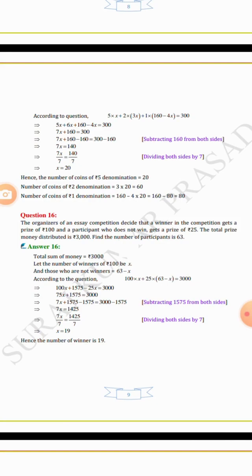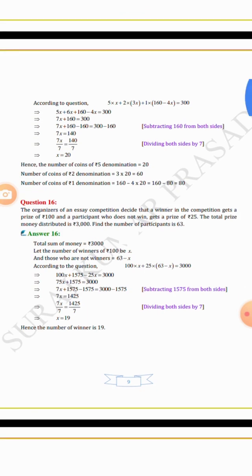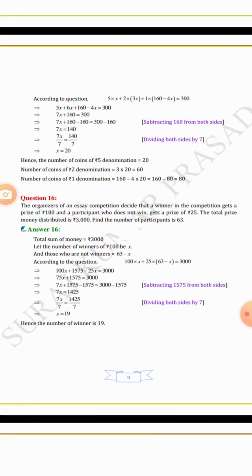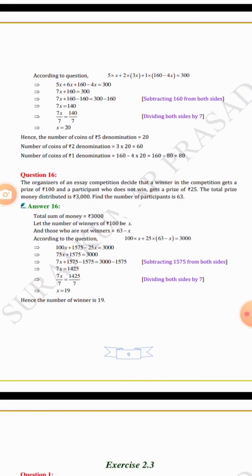Question number 16. The organizers of an essay competition decide that the winner in the competition gets a prize of rupees 100 and the participants who do not win get a prize of 25 rupees, and the total prize money distributed is 3000. Find the number of winners, given the number of participants is 63. Total sum of money is equal to 3000. Let the number of winners of rupees 100 be x and those who are not winners be 63 minus x. According to the question, 100 into x plus 25 into 63 minus x is equal to 3000.